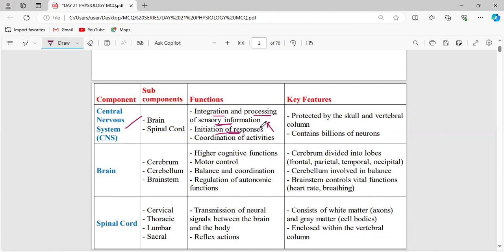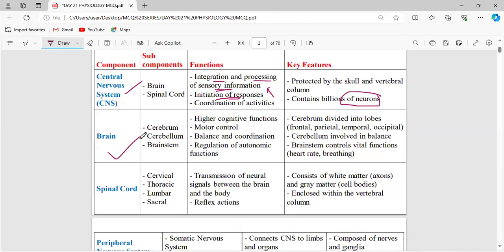That stimulus has to reach the central nervous system, and it will be taken there with the help of neurons. Right, now what are the components present in the brain? We have the cerebrum, cerebellum, and brain stem. And what are the functions performed by the brain? Cognitive functions, which are related to the neurons, balance and coordination, and regulation of autonomic functions.